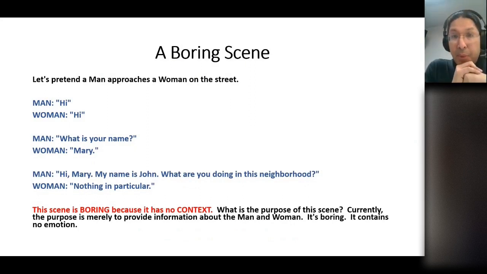Here's an example of a boring, unemotional scene. Let's pretend a man approaches a woman on the street. Man says hi. The woman says hi. What is your name? Mary. Hi, Mary, my name is John. What are you doing in this neighborhood? Nothing in particular. So this scene is boring because it has no context. What is the purpose of this scene? Currently, the purpose is merely to provide information about the man and woman. It's boring. It contains no emotion.